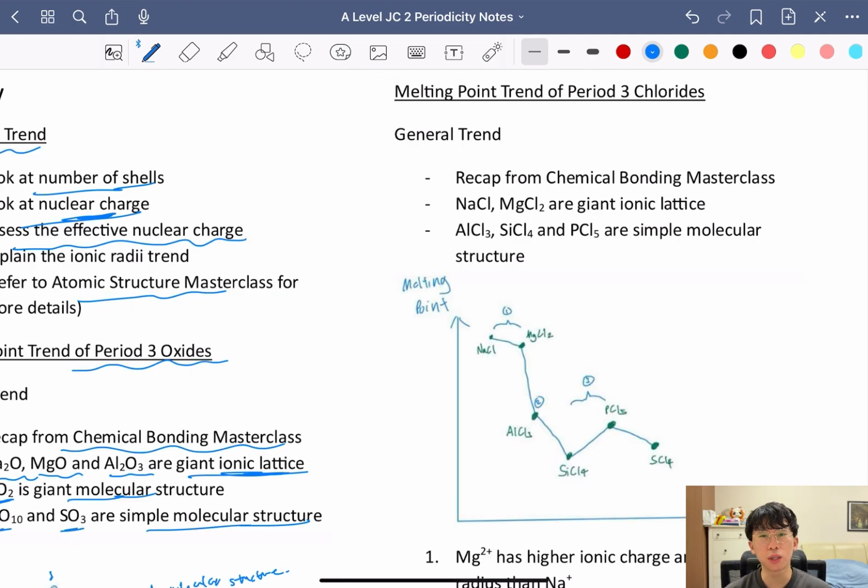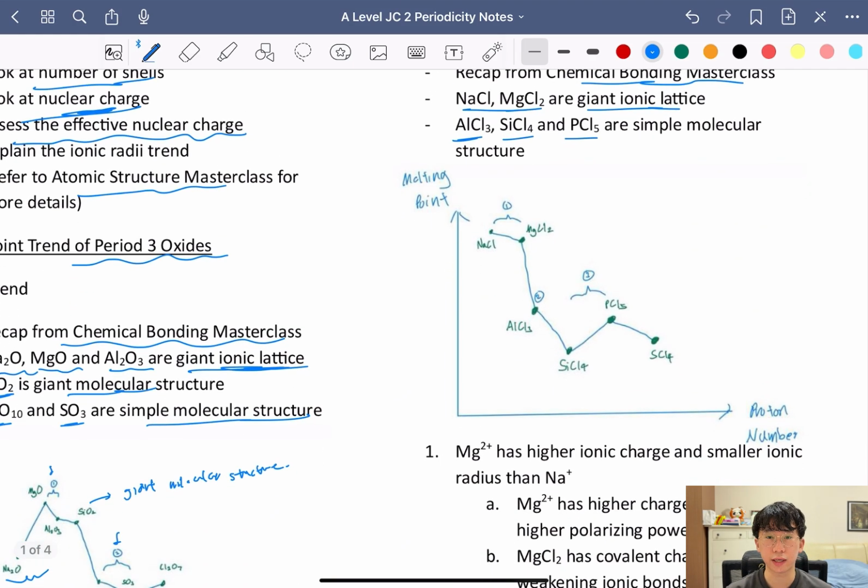Now let's move on to melting point trends of your period 3 chlorides. So the general trend, if you recall from the chemical bonding masterclass, is you have to look at the structure and the bonding. So NaCl and MgCl2 are giant ionic lattices. AlCl3, SiCl4, and PCl5 are simple molecular structures. And therefore, you can see the trend in the melting points.